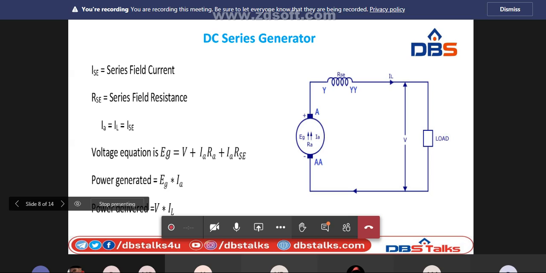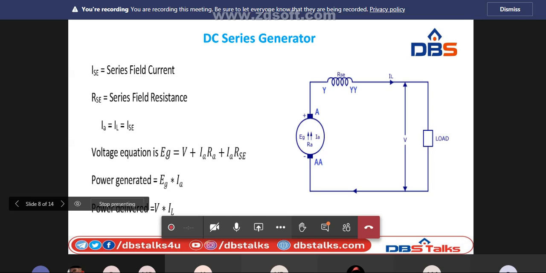IaRa plus IscRsc. So current is the same but resistance is different. Series field resistance is different. That's why minus Eg plus IaRa plus IscRsc plus V equal to 0. So therefore Eg is equal to V plus IaRa plus IscRsc.